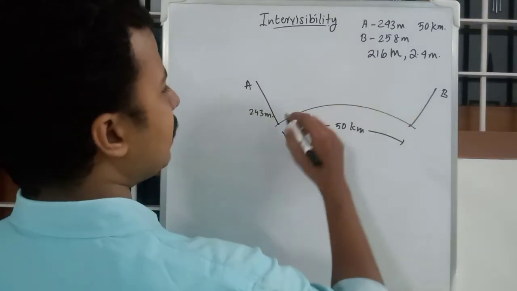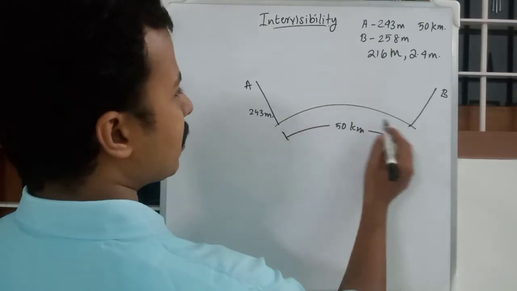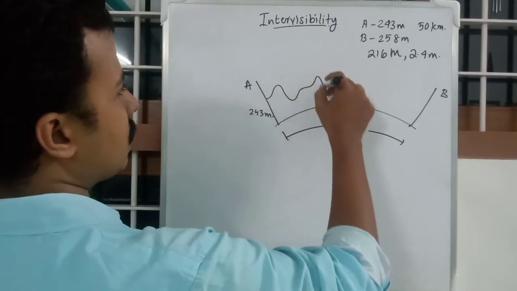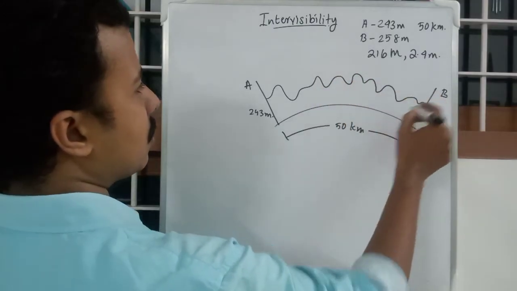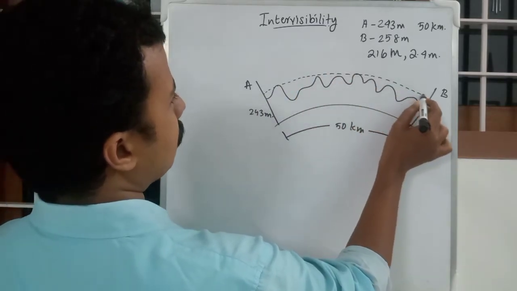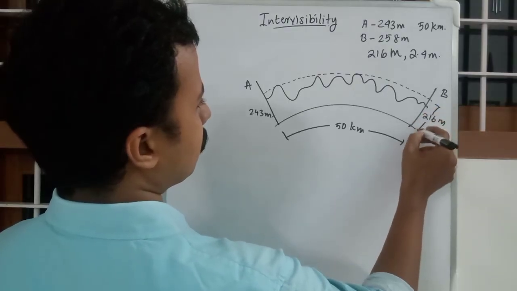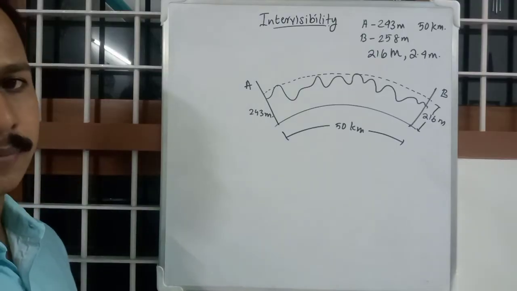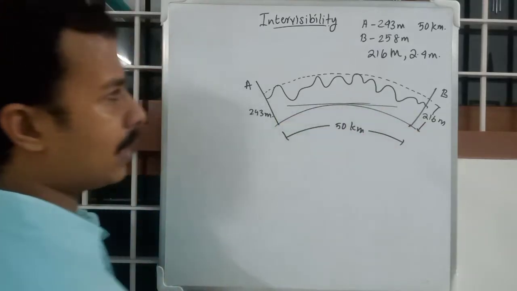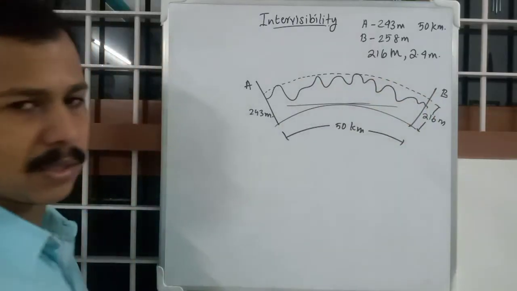And the intervening ground is this curved portion, having a uniform elevation of 216 meters. That is, suppose there are mountains or trees like this, and the uniform elevation for that is given as 216 meters. So obviously we cannot pass through; the line of sight cannot be considered passing through like this. It should pass grazing over 216 meters, obviously.